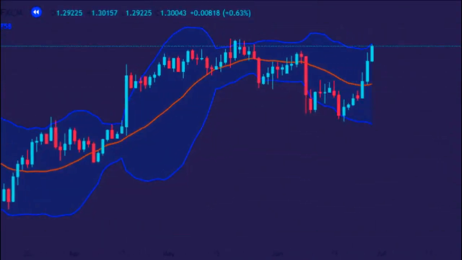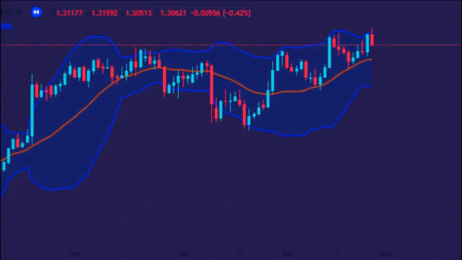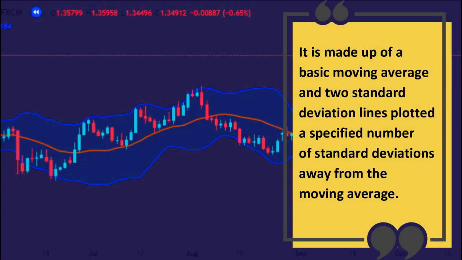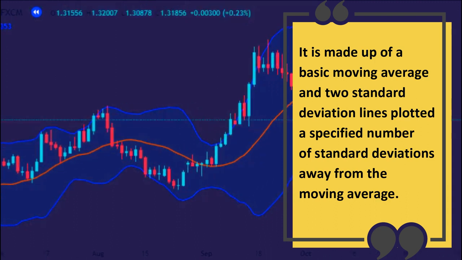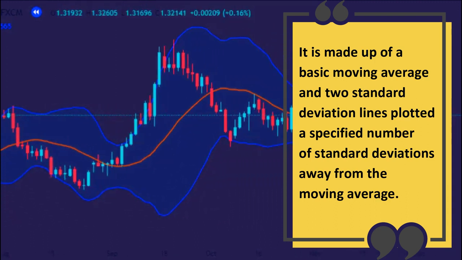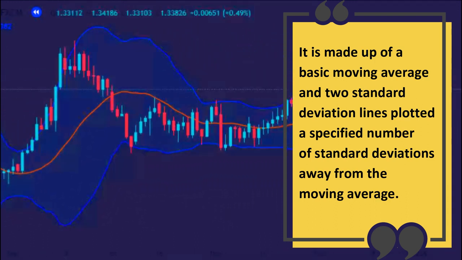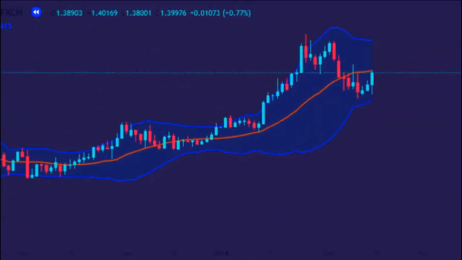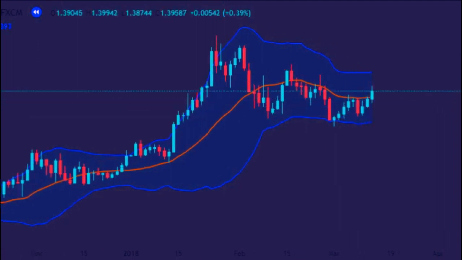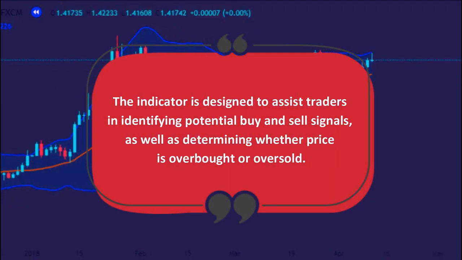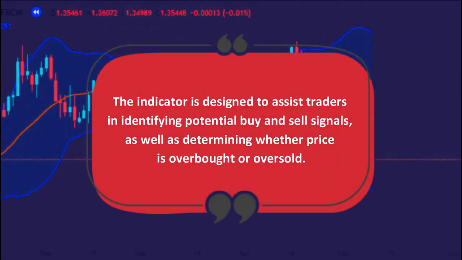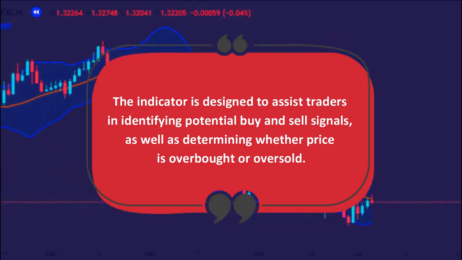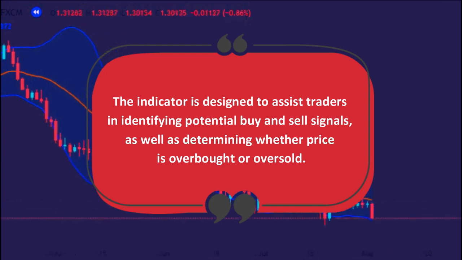So what is Bollinger Band? The Bollinger Band is a technical indicator that is used to measure market volatility. It is made up of a basic moving average and two standard deviation lines plotted a specified number of standard deviations away from the moving average. The bands will expand and shrink as the market volatility rises or falls. The indicator is designed to assist traders in identifying potential buy and sell signals, as well as determining whether the price is overbought or oversold.